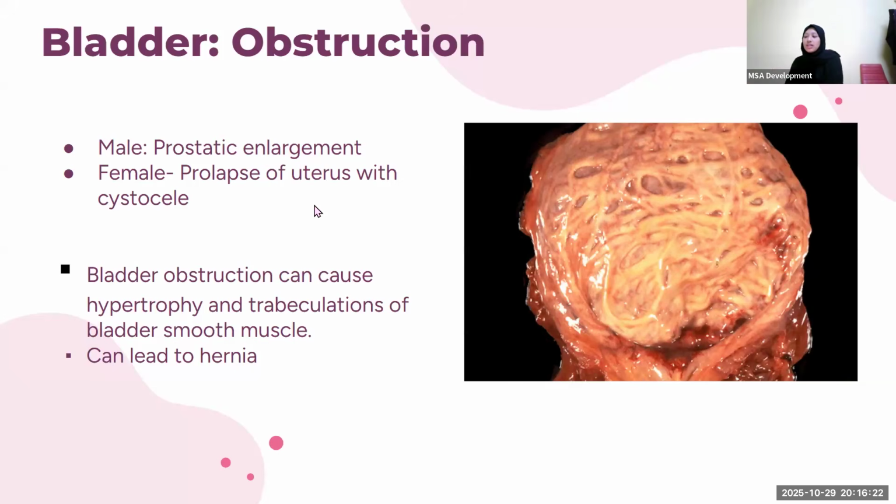So a uterus can cause something called a cyst-like structure, cystocele, due to multiple pregnancies. Females can have that. So prolapse or pushing into the bladder will cause obstruction. That's the cyst-like structure in females. In males it is BPH or prostatic enlargement. Bladder obstruction can cause hypertrophy of the smooth muscle cells, and that can lead to hernia, diverticulosis, these trabeculations.